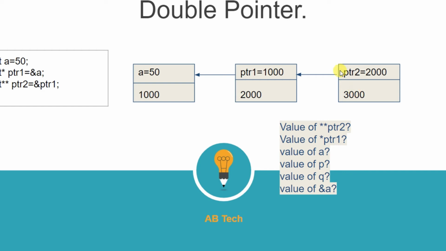Here we have some questions for which we need to find the answers. The first question is, what will be the value of **ptr2? Then what is the value of *ptr1? Then what is the value of a? What is the value of p? What is the value of q? And then what is the value of &a? So we have to find out what these values are.